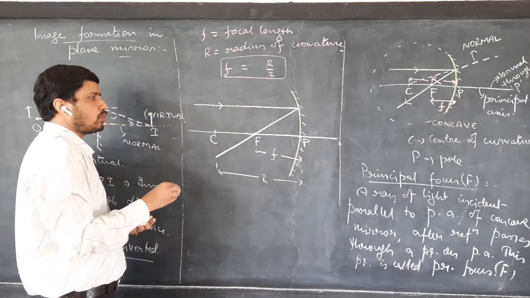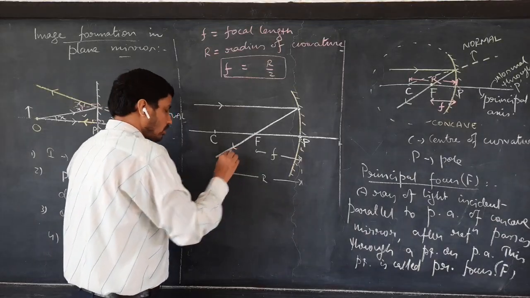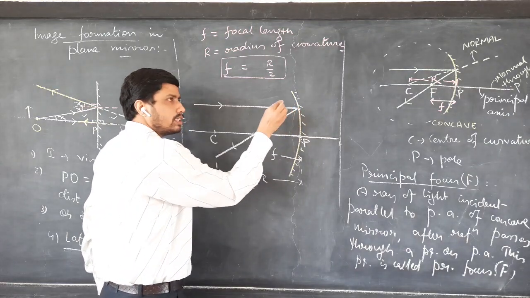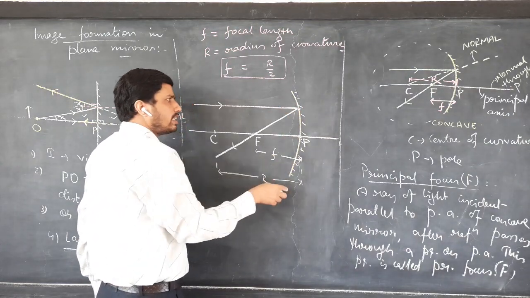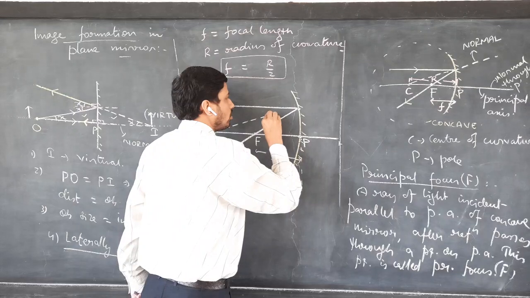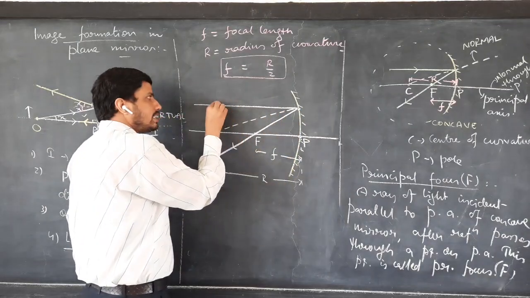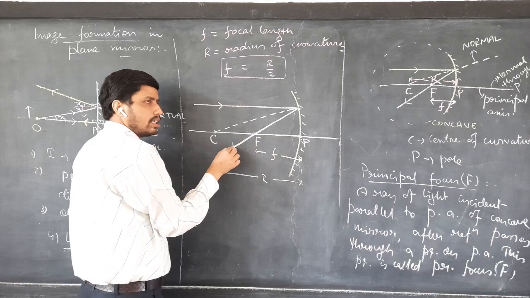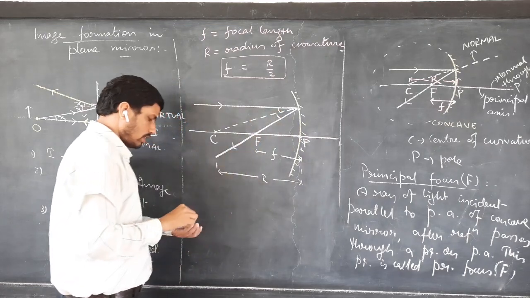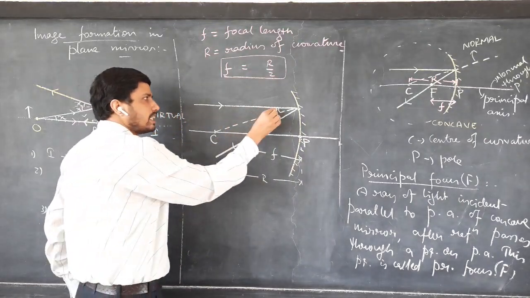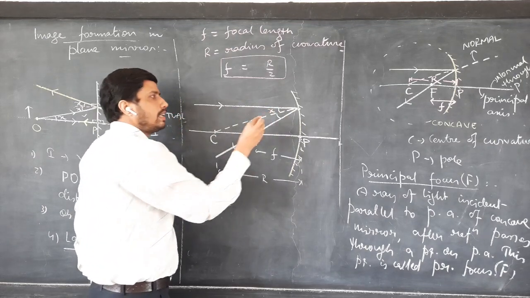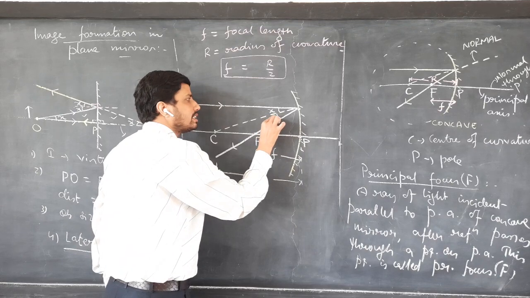So let us first of all draw the normal. You know, at this point, how do we draw the normal? By joining that point to the center of the sphere. This is spherical part, where is its center? C. So this should be joined. So this becomes the normal. This is incident ray, normal. This is reflected ray. So this is angle of incidence and this is angle of reflection. You know that angle of incidence and angle of reflection must be same. Let the angle of incidence be x. Then the angle of reflection will also be x.